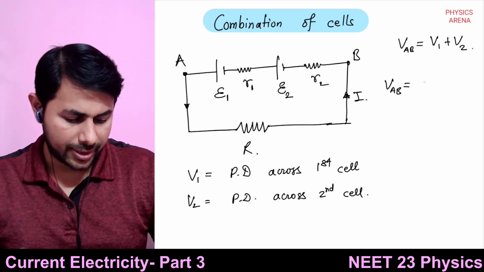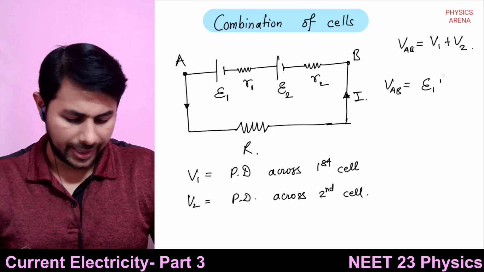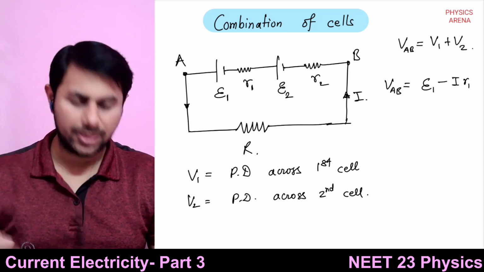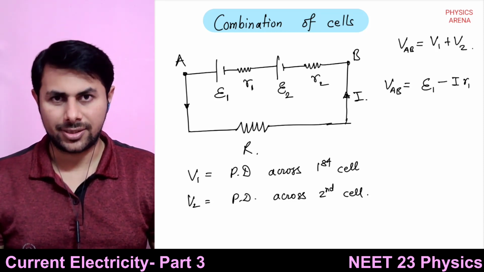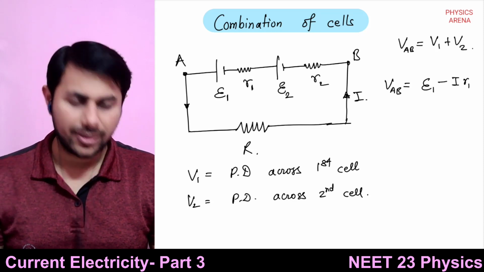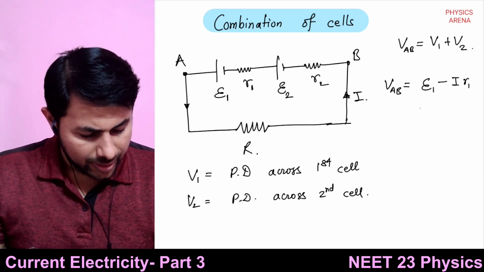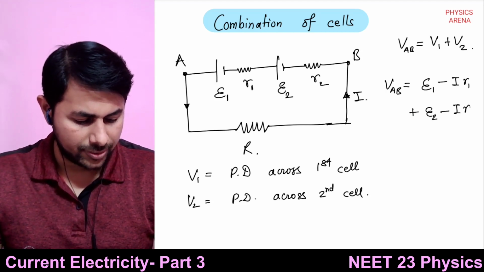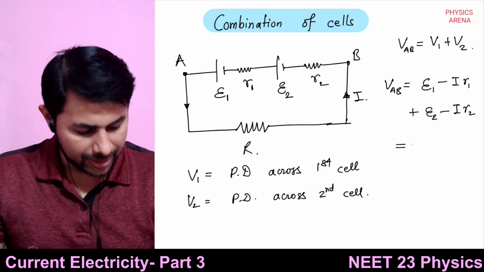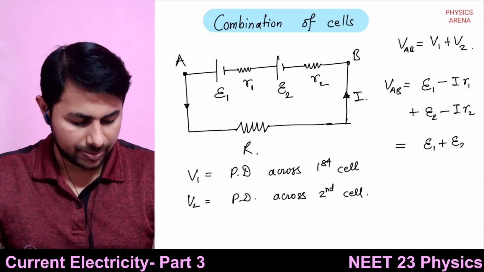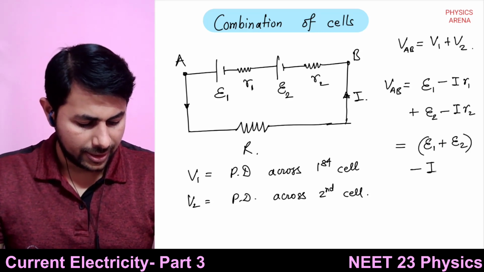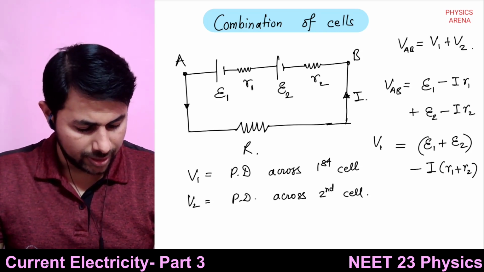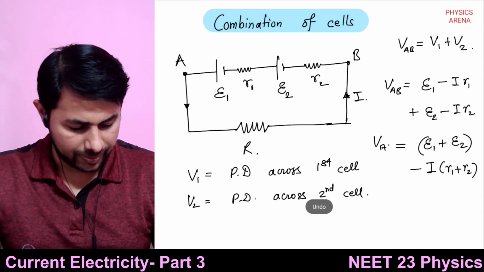What is V1? It is epsilon 1 minus I multiplied by R1. See, this is a series combination, so the same current flows through all of the resistances. So epsilon 1 minus IR1. Then we have V2, so plus epsilon 2 minus I into R2. So this can be written as epsilon 1 plus epsilon 2 minus I multiplied by R1 plus R2. This is the total potential difference, VAB.